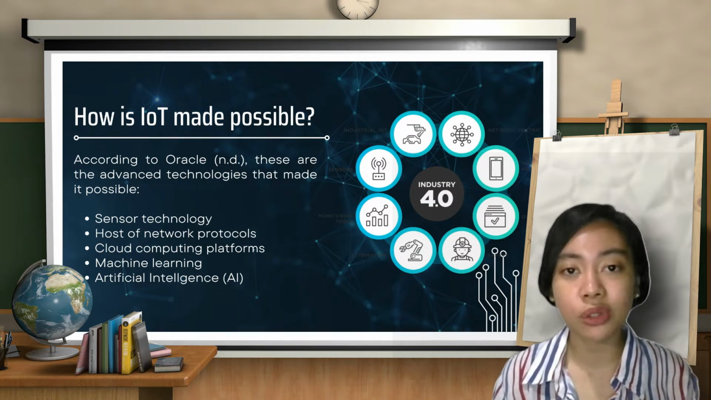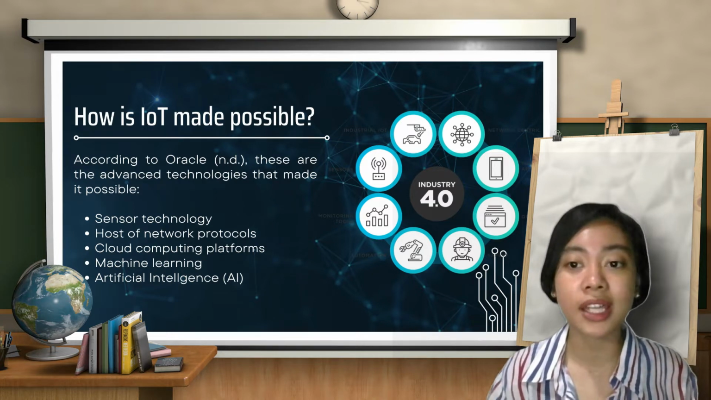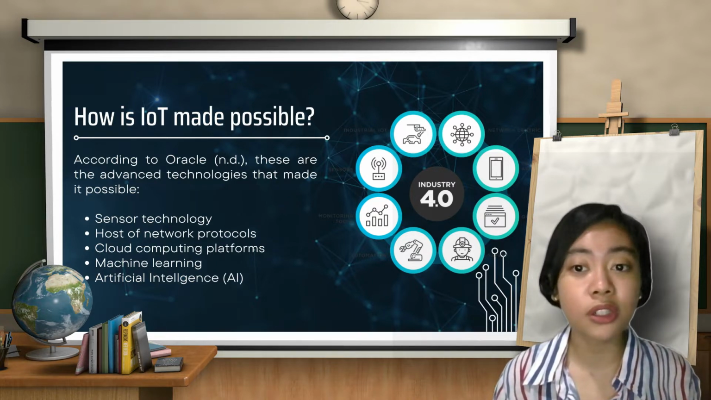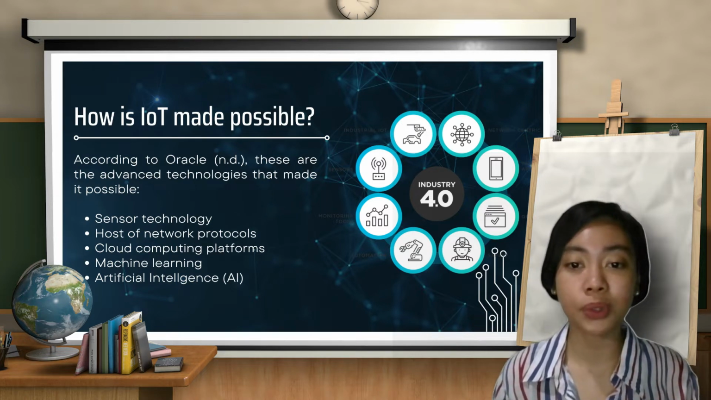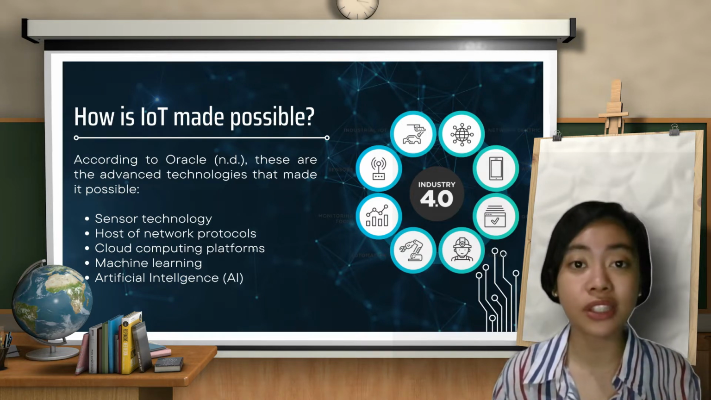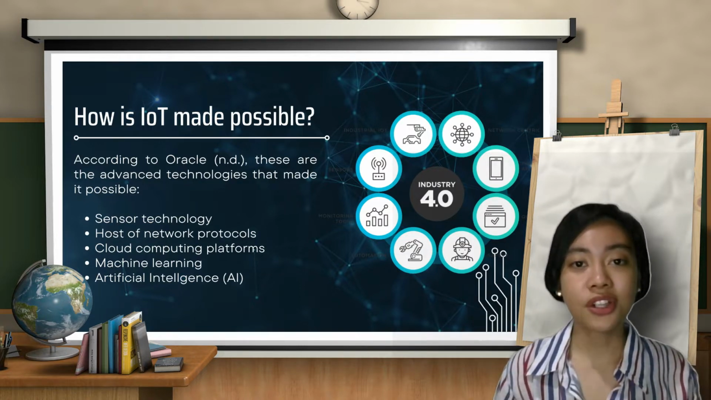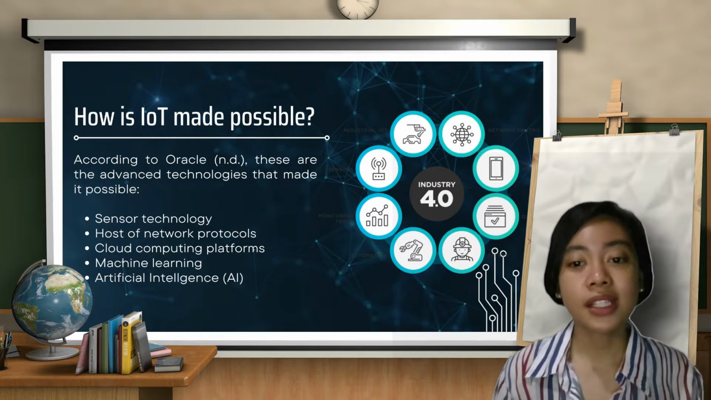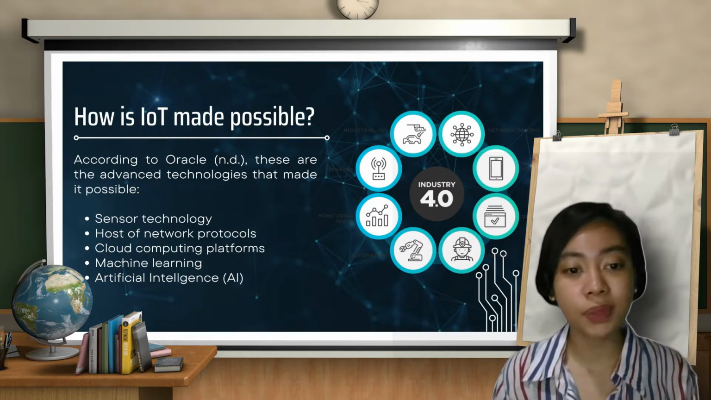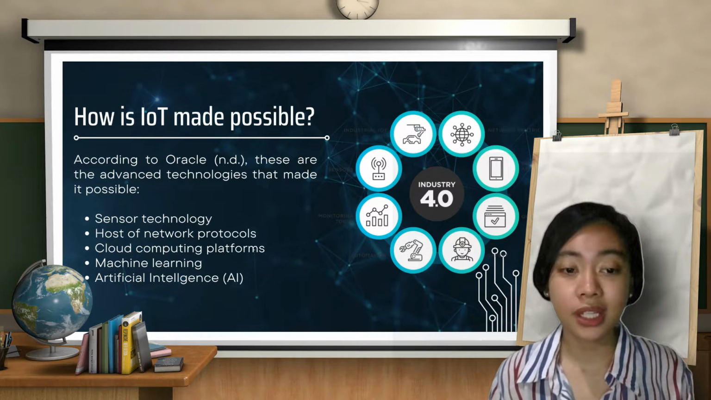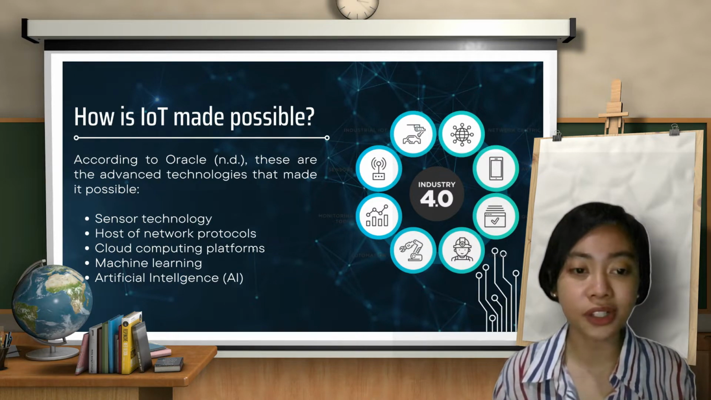Recent advancement in technology has made IoT more practical and widespread. First, sensor technology. Access to low cost, low power sensors is making IoT technology possible for more manufacturers. Second, a host of network protocols. The internet has made it easy to connect sensors to file transferring platforms for efficient data sharing. Third, cloud computing platforms. The increase in the availability of cloud platforms enables both businesses and consumers efficient data management. This topic will be discussed further later on.